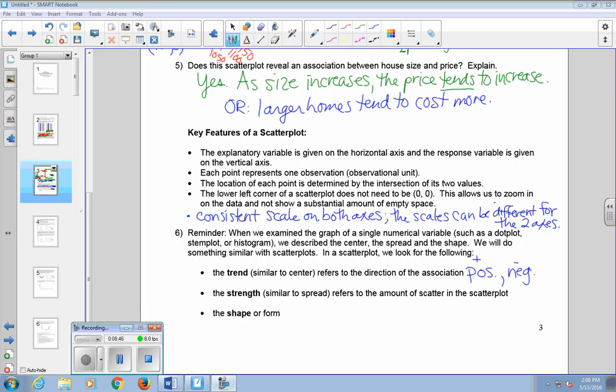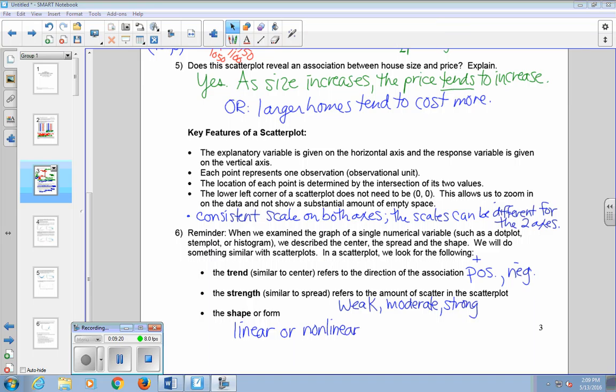Okay. We're going to look for the strength, which is similar to spread. And this refers to the amount of scatter in the scatter plot. And our choices are typically that there's a weak strength in your association. You might have a moderate strength, or it might be very strong. And at this point, this is going to be somewhat subjective, so we might use a combination of words. And last thing, the shape or form, we're going to be limited to two choices. We're going to have either linear or nonlinear. And we'll take a closer look at these on the next few pages.